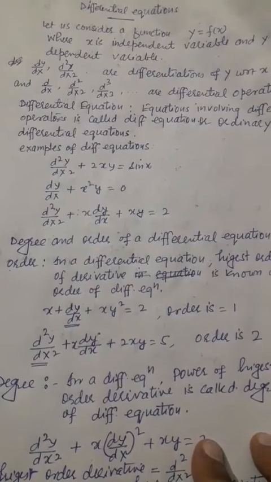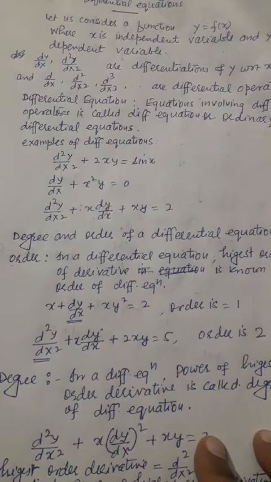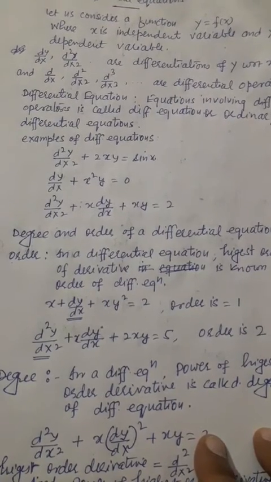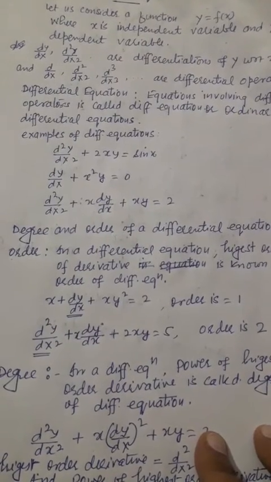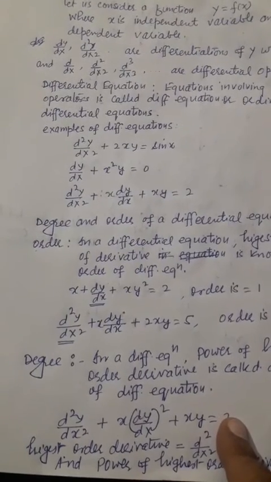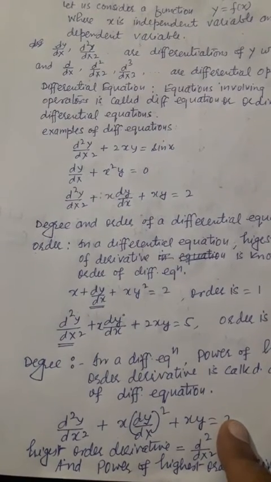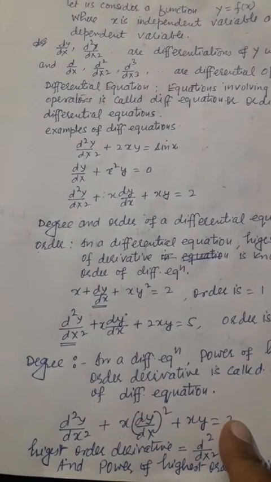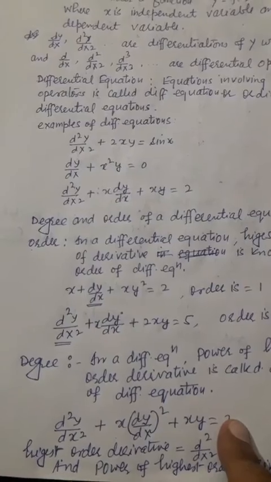Let us take an example: d square y upon dx square plus 2xy is equal to sine of x. dy by dx plus x square y equal to 0, and others. These are a few examples of differential equations because these equations have a second order differential operator and a first order differential operator.